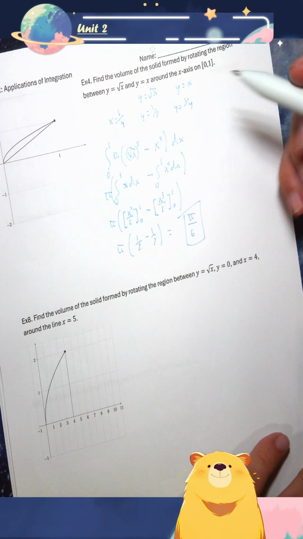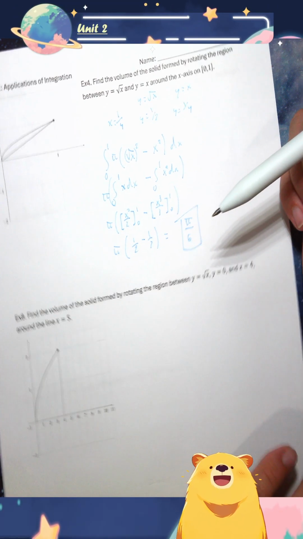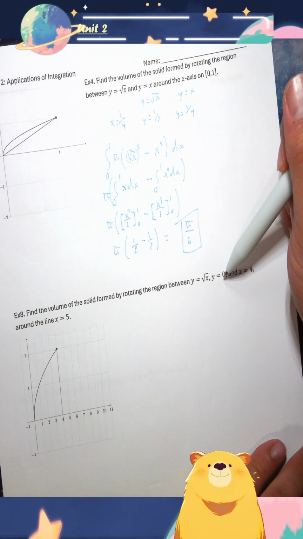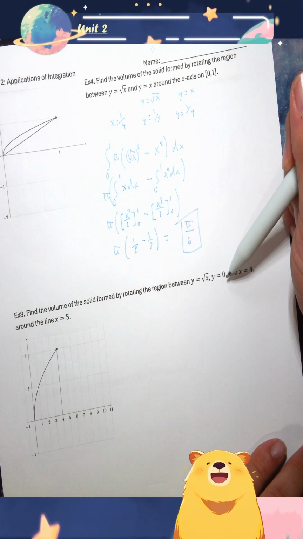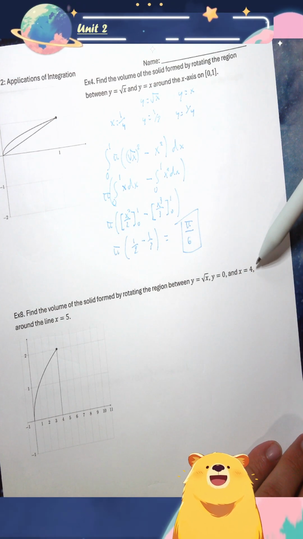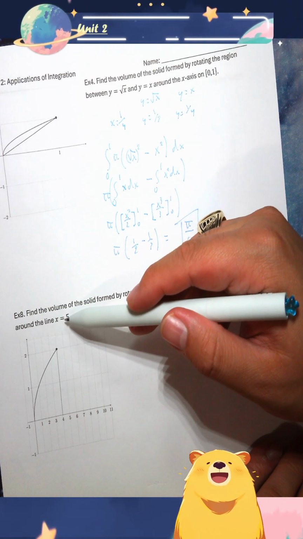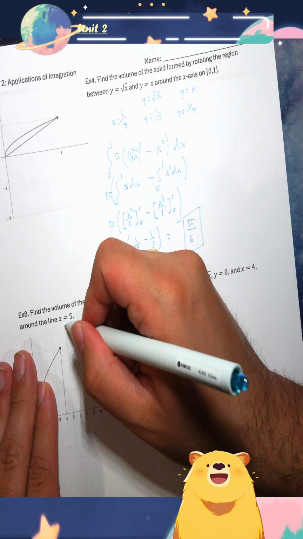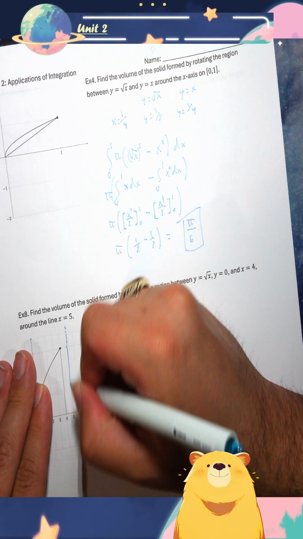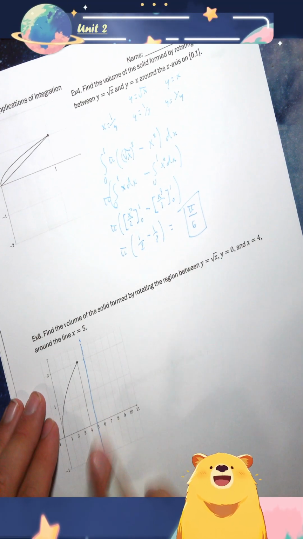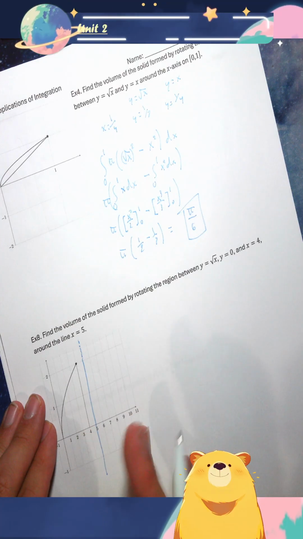Let me explain. Find the volume of the solid formed by rotating the region around y is equal to square root of x, and y is equal to 0, and x is equal to 4, around the line x is equal to 5. So we're using this as our spinning point. So we're spinning this curve around here.